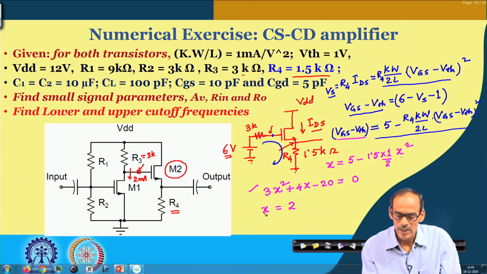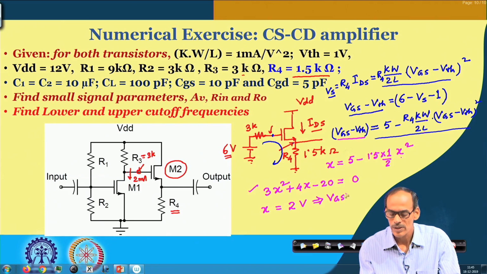So, you can say that x is equal to 2 volt, which gives us VGS equals 3 volt, because x is VGS minus VT. So, this quantity VGS minus VTH we have considered as x.